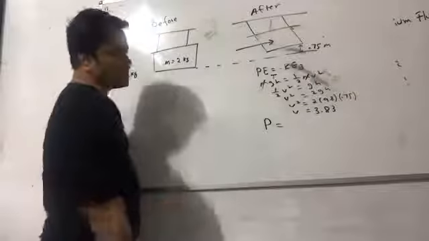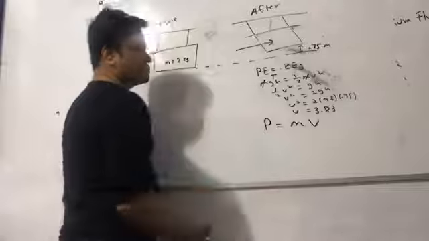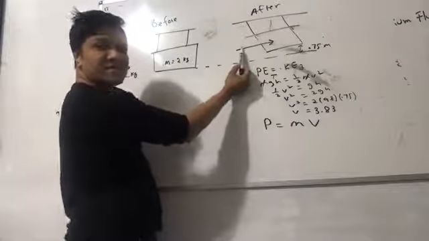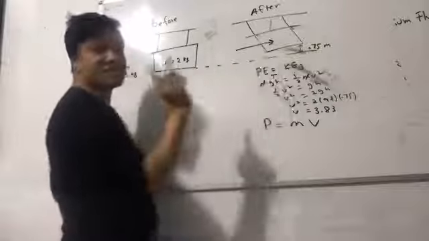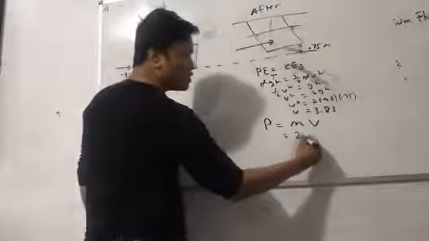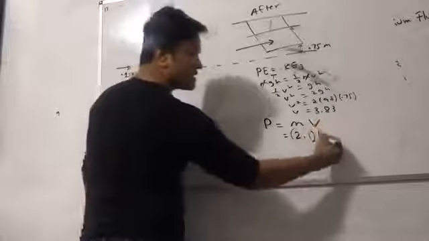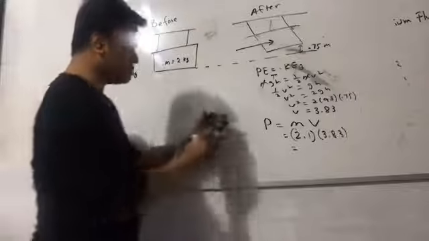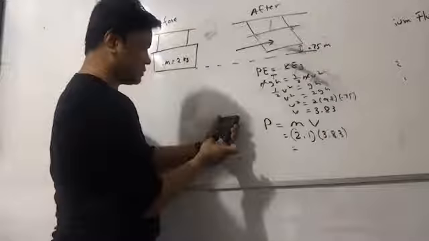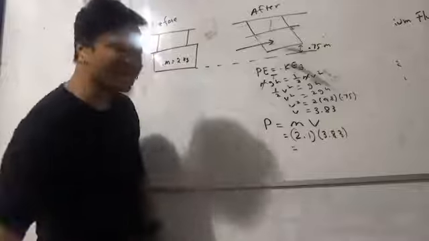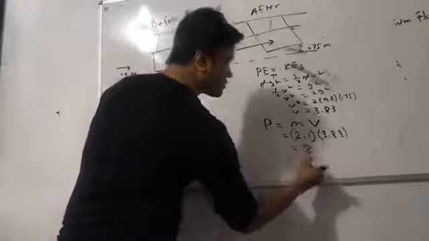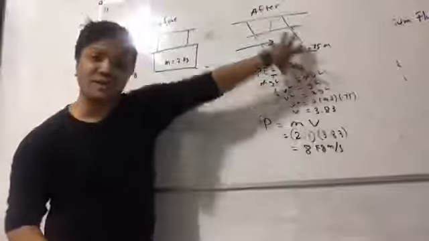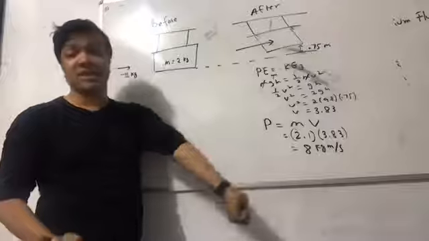The momentum should be mv. What is the m? m is the bullet, which is 0.1, and the block, which is 2. So m should be 2.1, and velocity is 3.83. So what would be the momentum? The momentum is 8 kilogram meter per second.